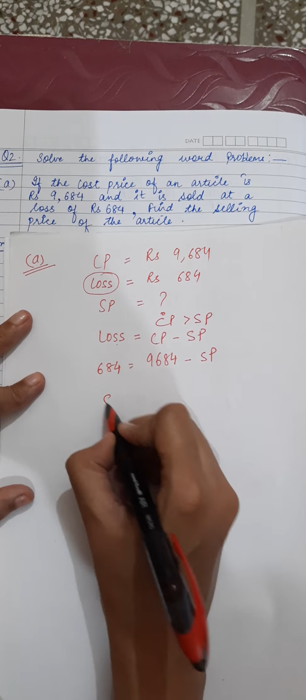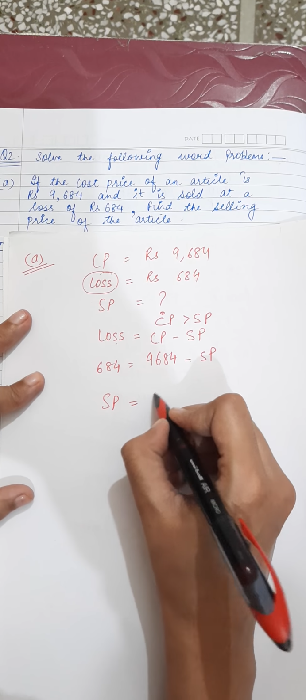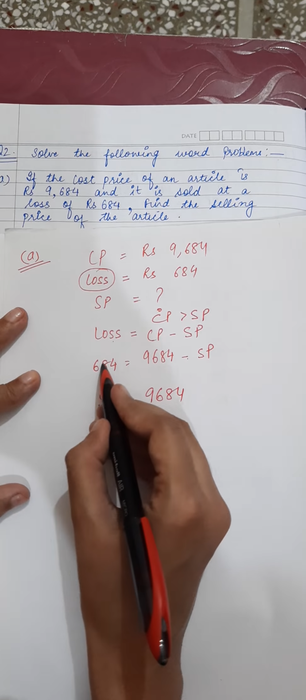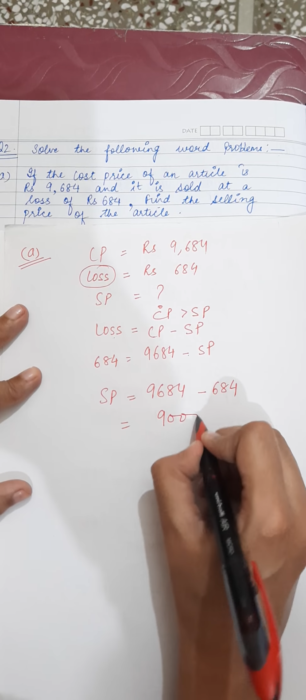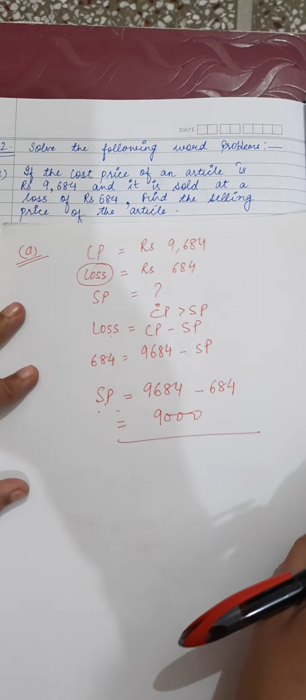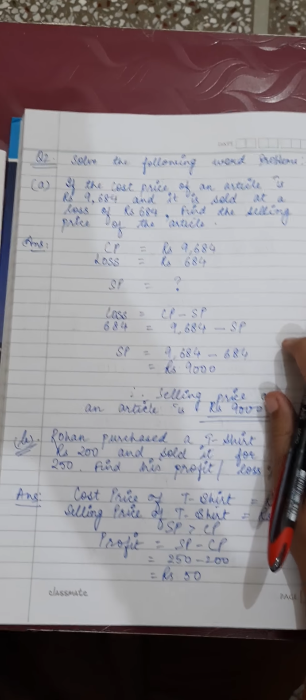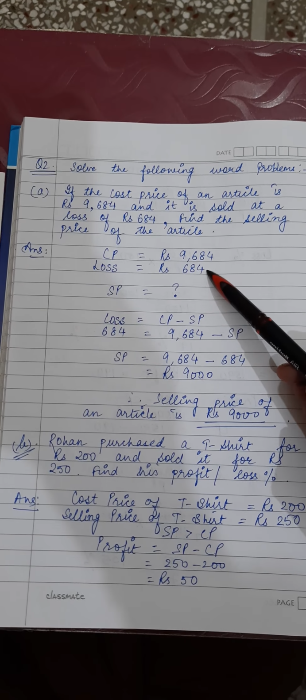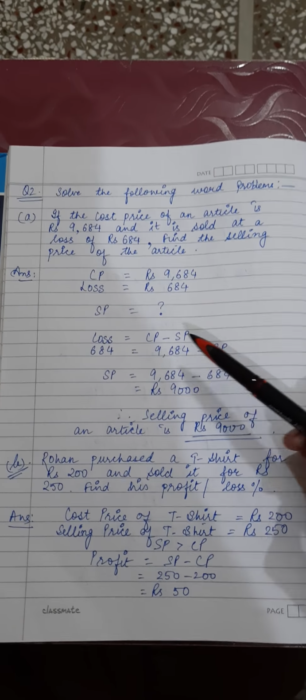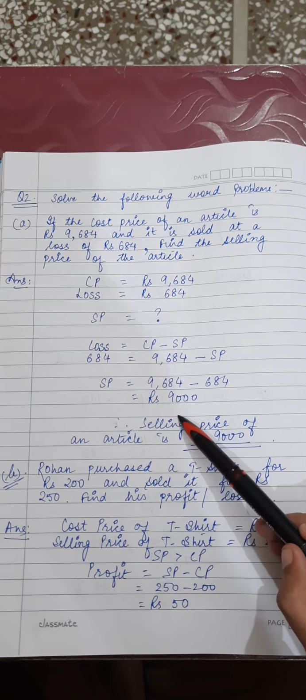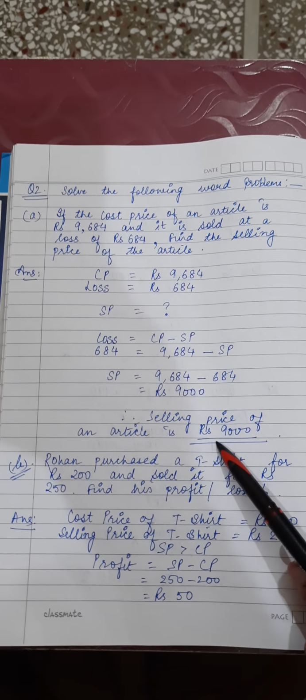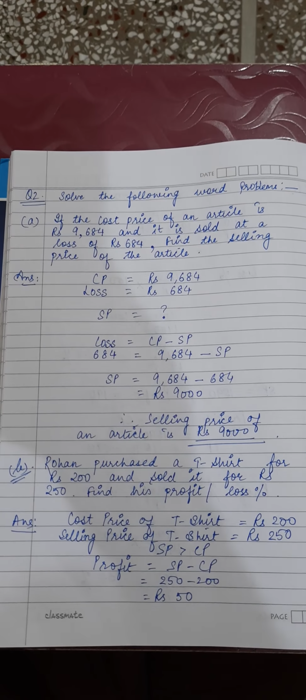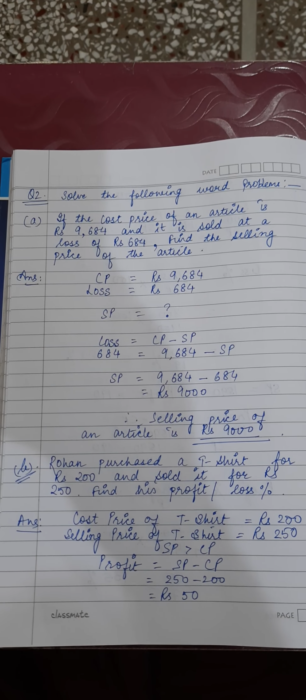So I'm going to take it to this side because it is negative. And this is 9684. This 684 will come to this side, minus 684. The answer will come 9000. So the selling price is how much? 9000. See the solution. CP, loss, SP you have to find. Apply the formula of loss. Put the values. Find the value of SP. So at the end you will write selling price of the article is rupees 9000. And this is the solution of A part.